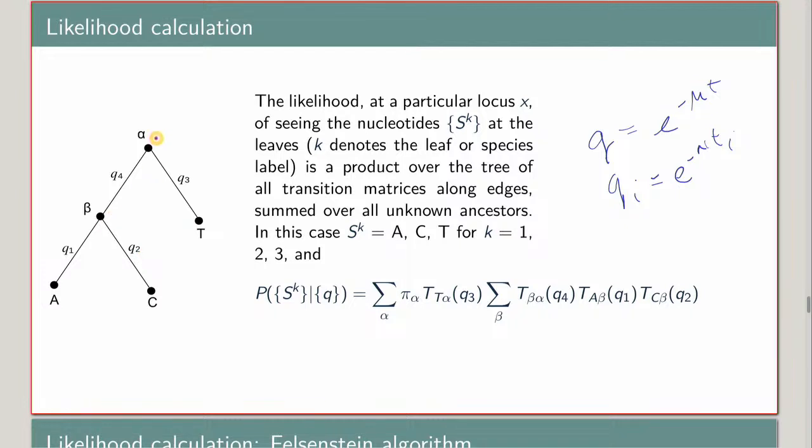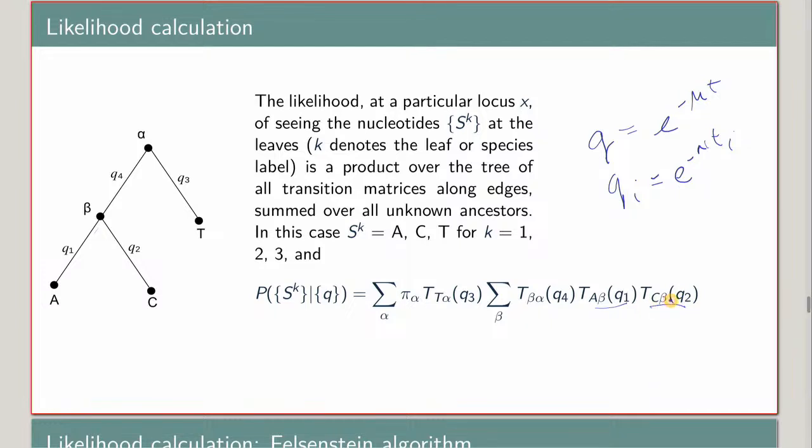Okay, so what you're asking is, what is the likelihood of seeing these particular nucleotides that you do see, given this tree topology and given these branch lengths. That's the left-hand side, and the right-hand side is the answer. So I'll start by going backwards from this term. If this was a beta, then the probability of seeing A is T A beta given this branch length Q1, and the probability of seeing this C is T C beta given this branch length Q2.